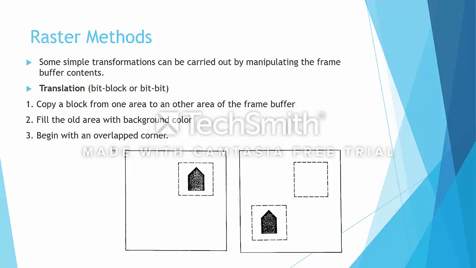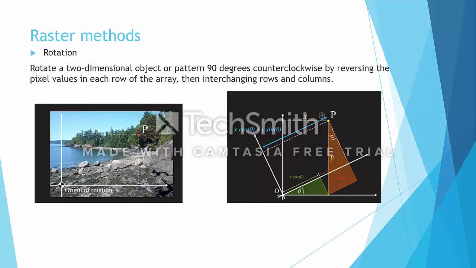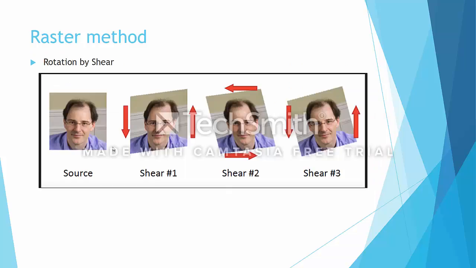A translation in raster methods takes place in a series of steps: copying a block from one area to another area of the frame buffer, filling the old area with background color, and beginning with an overlapped corner. The rotation in raster methods is described through the following figure. Rotate a two-dimensional object or pattern 90 degrees counterclockwise by reversing the pixel values in each row of the array, then interchanging the rows and the columns.